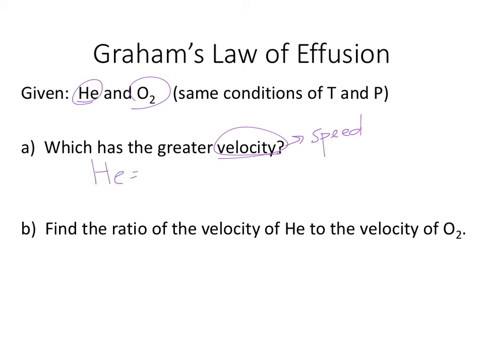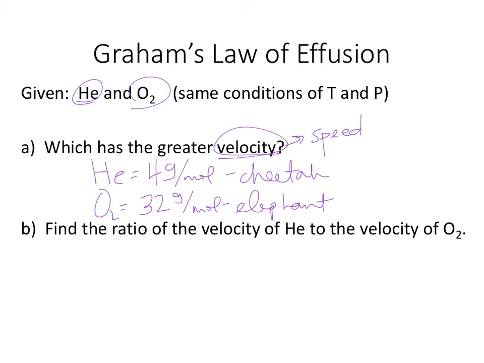Helium has a molar mass of approximately 4, and oxygen, since it's O2, has a molar mass of approximately 32 grams per mole. So every 1 mole of helium weighs 4 grams, and every 1 mole of oxygen weighs 32 grams. So in this scenario, oxygen is the elephant, and the helium is the cheetah.